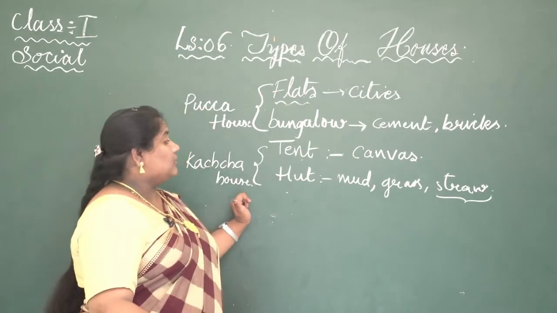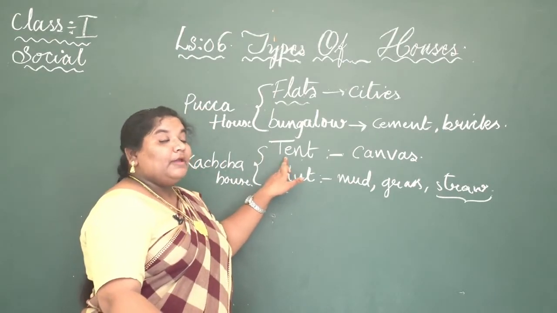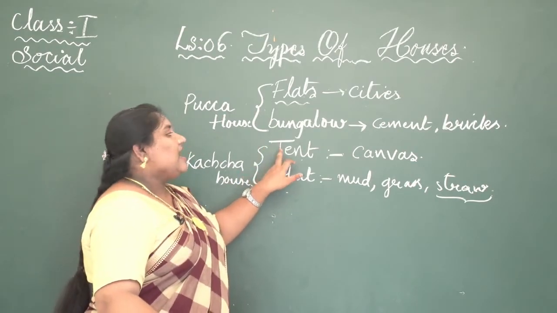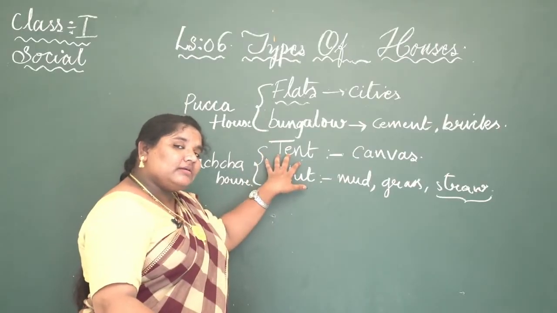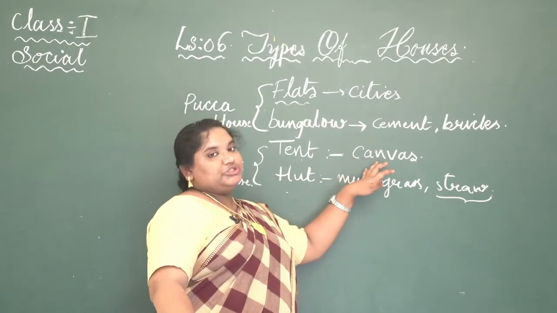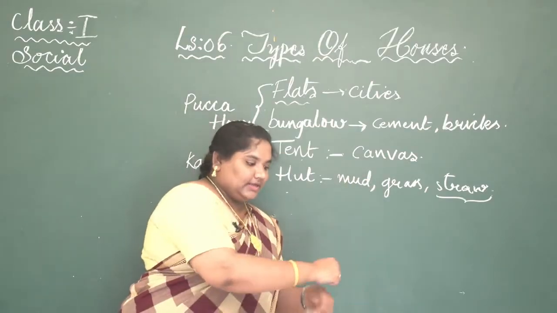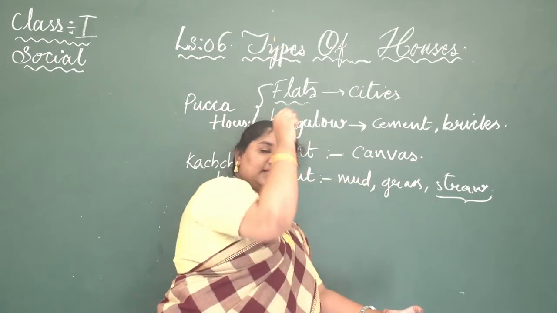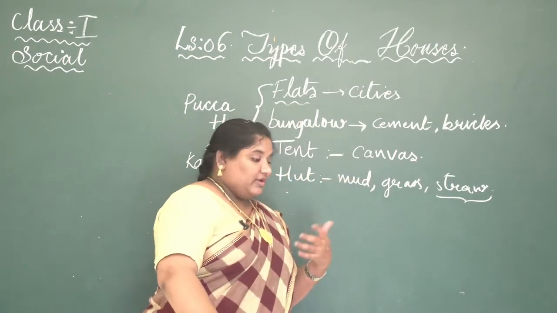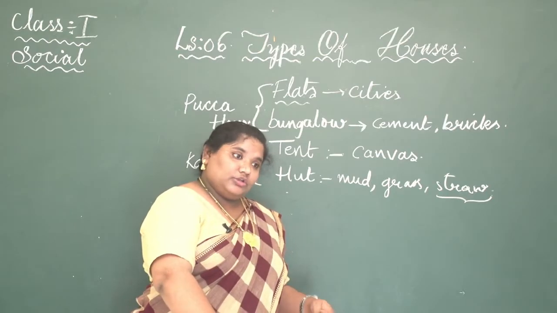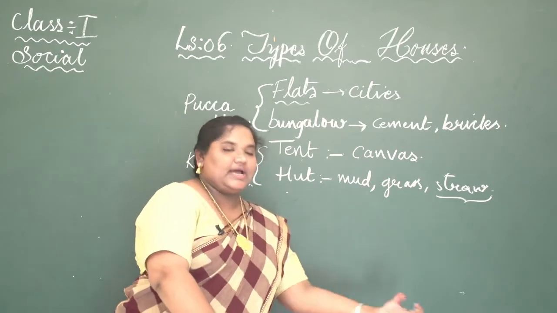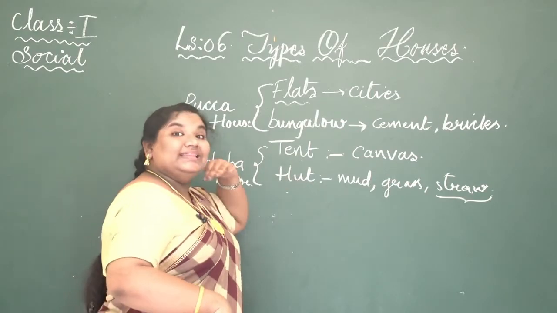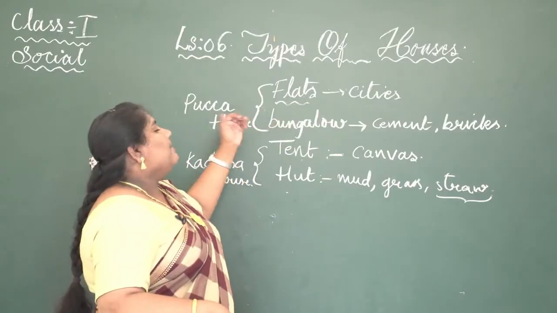Why, sir? Why? Because, as you have learnt, the tents are constructed using a canvas and a nail. To a canvas a rope is tied and then the nail is hit into the ground. So if the ground breaks or a heavy wind blows, what happens? It can come out easily. So that is why it is not that strong compared to a pakka house.